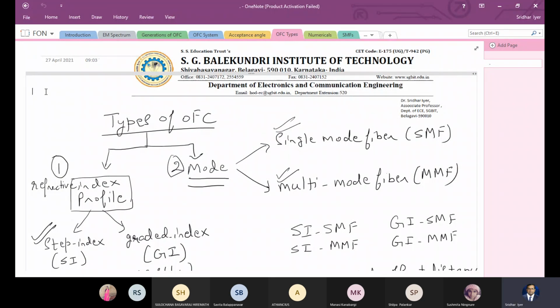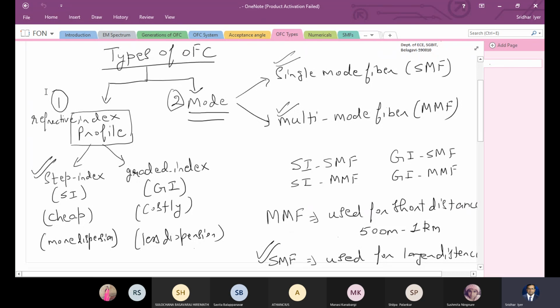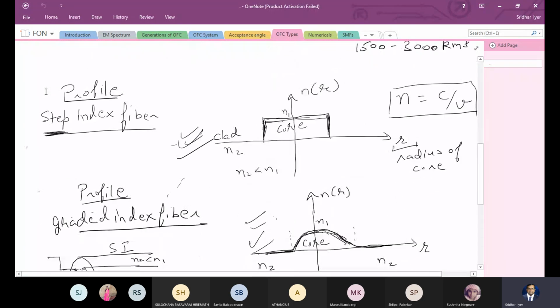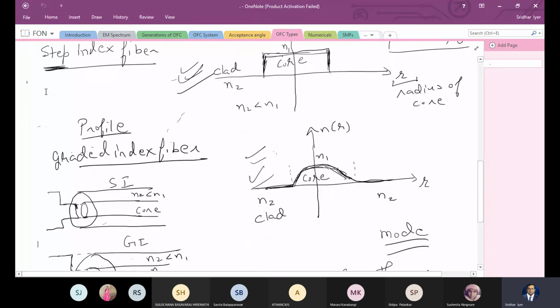These types could be in the form of refractive index profile, or it could be based on the mode. So based on a refractive index, we could have step index or graded index. So we've discussed what a step index is. In a step index, there will be an abrupt change in the refractive index once you move from the cladding to the core. Whereas in the graded index, there'll be a gradual increase and a gradual decrease once you move from the cladding to the core.